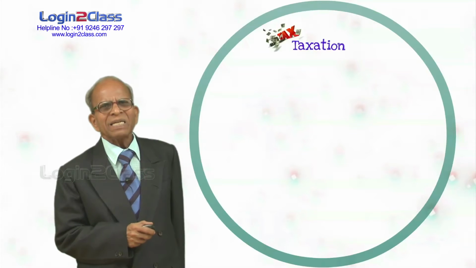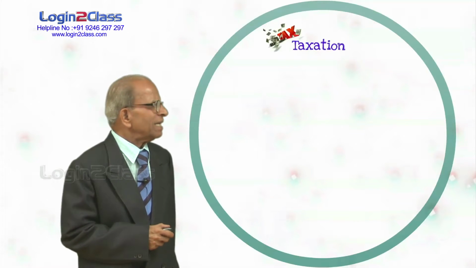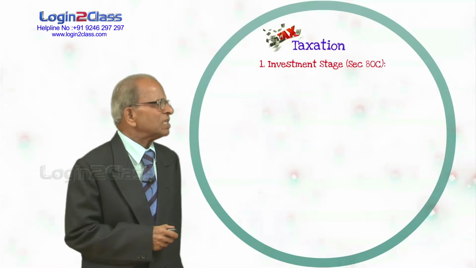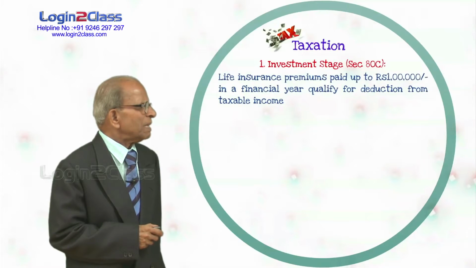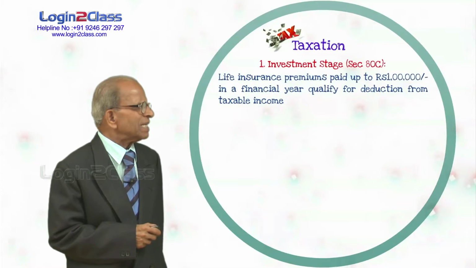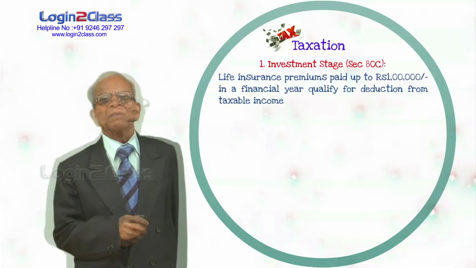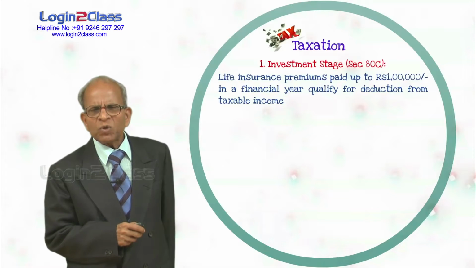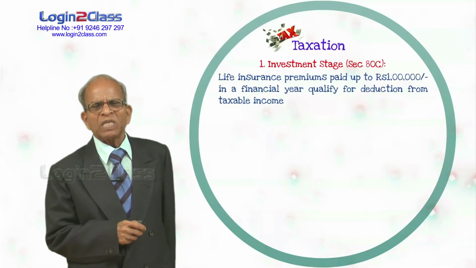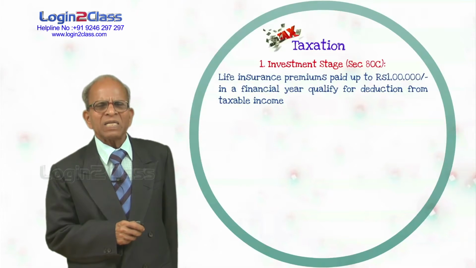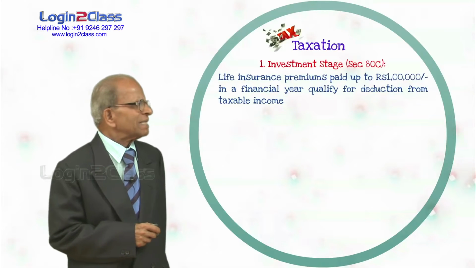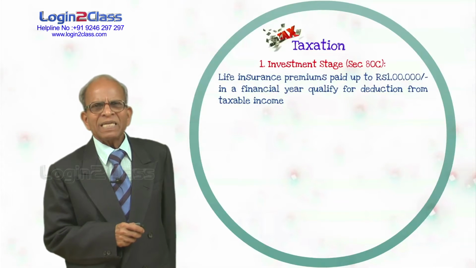So, what is the tax exemption we are getting at the investment stage? According to section 80C of the Income Tax Act 1961, life insurance premiums paid up to 1 lakh in a financial year qualify for deduction from taxable income. What does it mean? I paid 1 lakh premium during a financial year. Financial year, you know, is from 1st April to 31st March next year. If I pay 1 lakh insurance premium, I will be getting exemption of 1 lakh. It is by way of deduction from the taxable income.